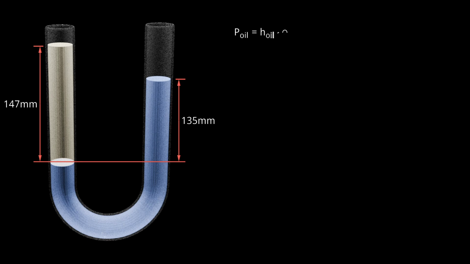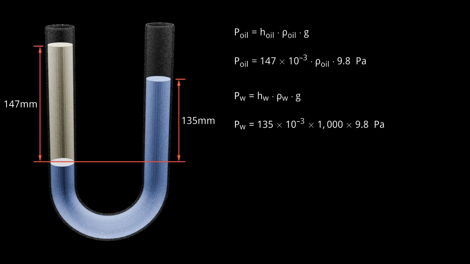We can express the pressure exerted by the column of oil at the interface using its height, density, and gravitational acceleration. The same approach applies to the water column on the other side. The pressure at the point that lies at the same level as the interface is found by multiplying the density of water by gravitational acceleration and the height of the water column above that point.